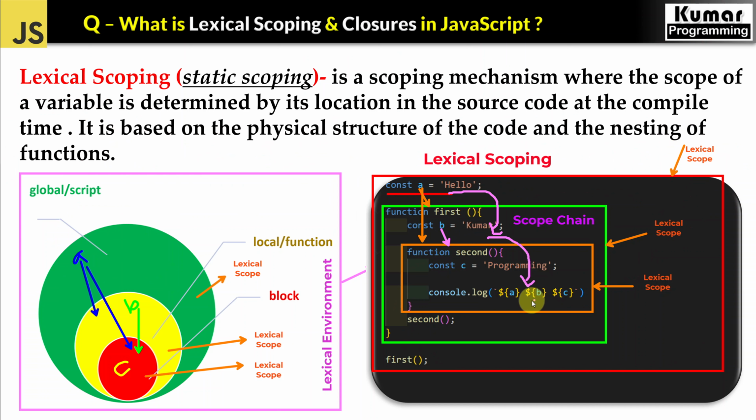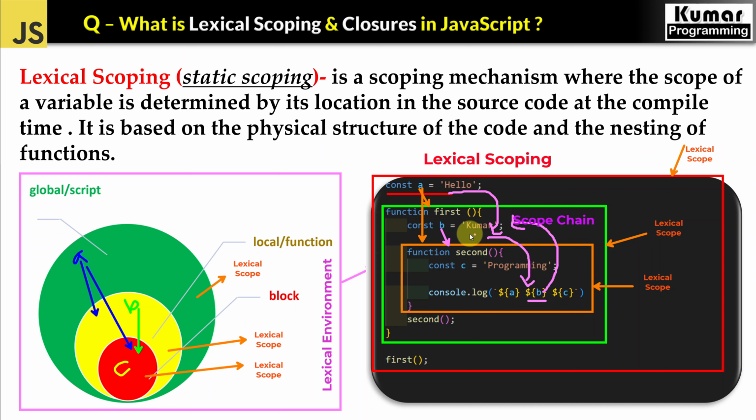And here if you see, I'm trying to use this variable b which is lexically scoped from our local lexical scope, right? So what will happen? Our JavaScript engine will first try to find it in this scope, right? And if it won't find it inside this scope, then it will try to find it in our parent scope.